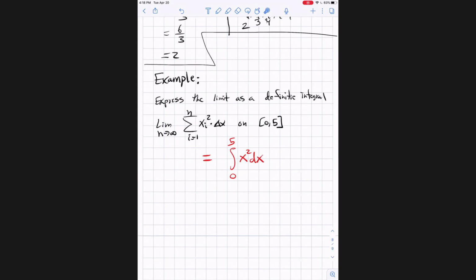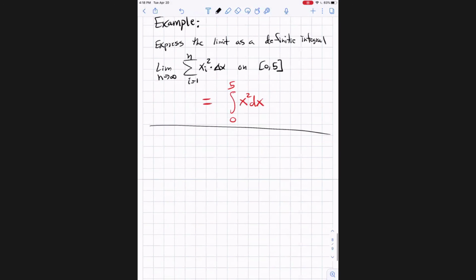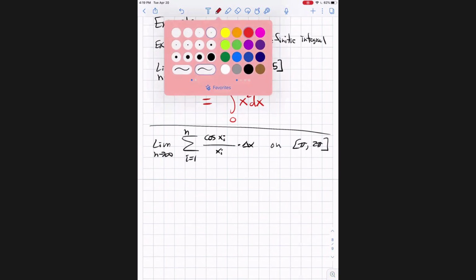Did that make sense? Did you understand? Can you do that? All right, let's do another one. Baby steps. We're just doing these right now. Do your best to do this next one. All right, do this one. Do the best you can.